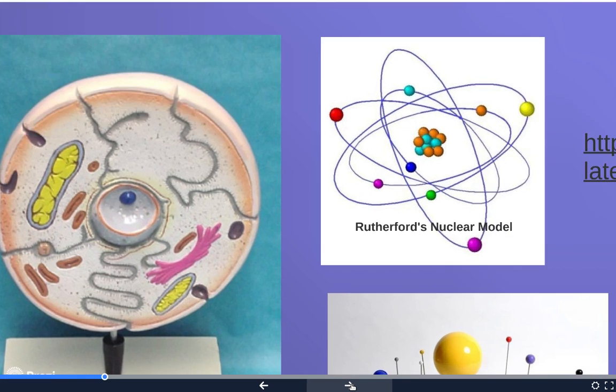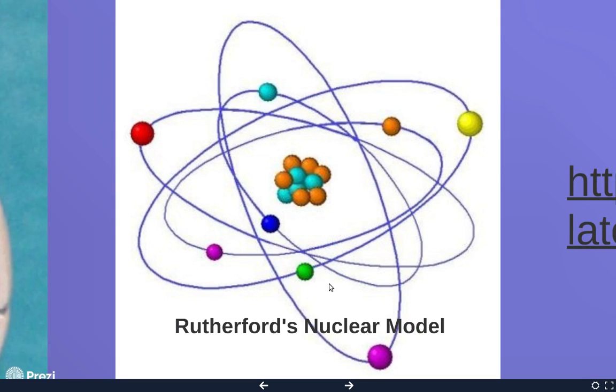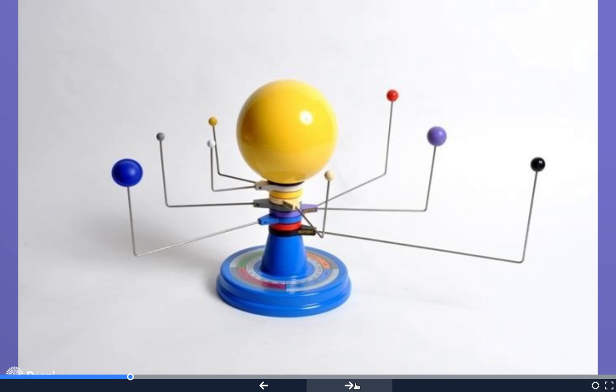And then we have Rutherford's nuclear model of an atom, which is not the latest model of an atom, but it still helps us to get a little idea of how an atom is put together. And this, of course, is a model of a solar system. It shows you the sun and the relative sizes of the planets. And again, it just gives you an idea of how it's working.